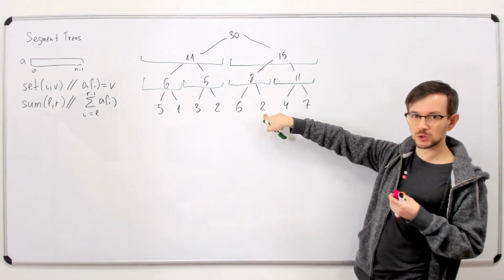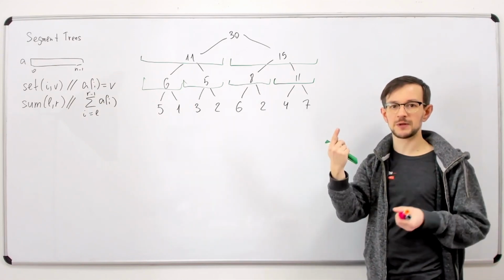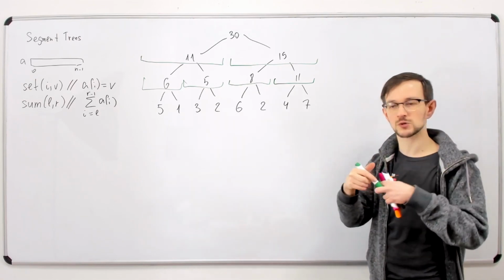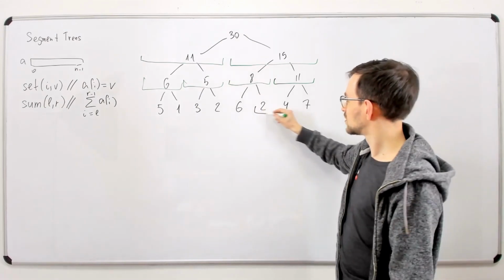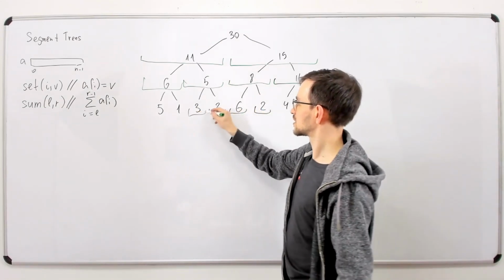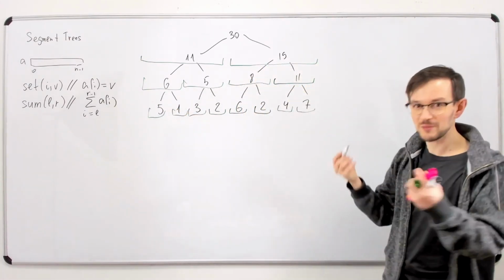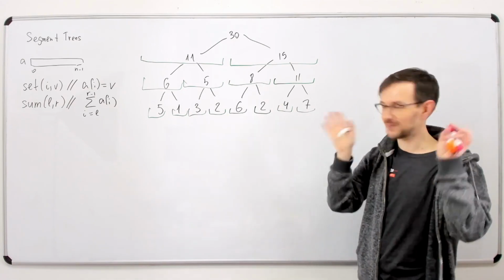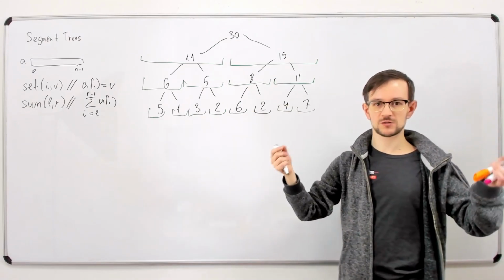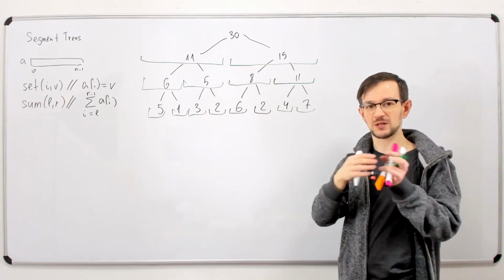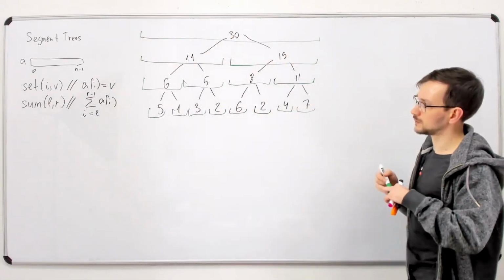The numbers in the leaf nodes are just the single elements, but we can represent a single element as the sum on a segment of length 1. So each element in this bottom layer will be just the sum of one element, which is the sum of itself. And this root element is the sum of all elements in the array, the sum on the segment which contains all elements.